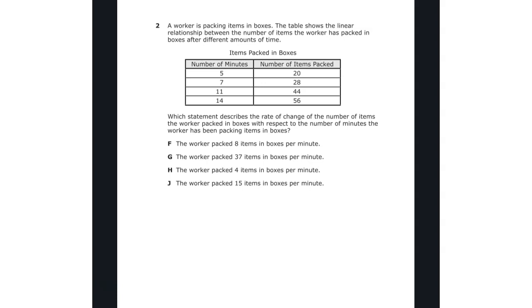Okay, so what you're really looking for here is trying to establish a relationship between the number of minutes, which will be your independent variable, you can call that your x, and the number of items packed, which is your dependent variable, you can call that your y. So the relationship I can see here is 5 and 20, so 7 and 28, 11 and 44. So this looks like a multiplied by 4, all the way consistently. So what I can see here is that the worker packed 4 items in boxes per minute.